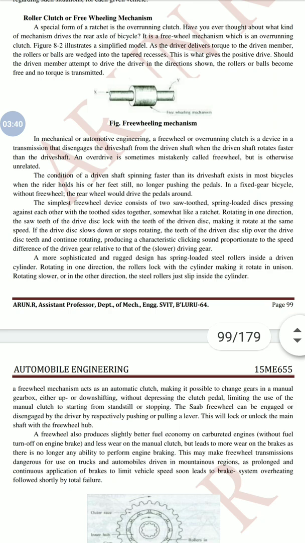So it is similar to a cycle chain, I told you already. In an automobile, the free wheel mechanism disengages the drive shaft from the driven shaft when the driven shaft rotates faster than the driving shaft. So when the driven shaft is rotating faster than the driving shaft, it can be disengaged, especially when we are going down the slopes. So that is called the free wheel mechanism.